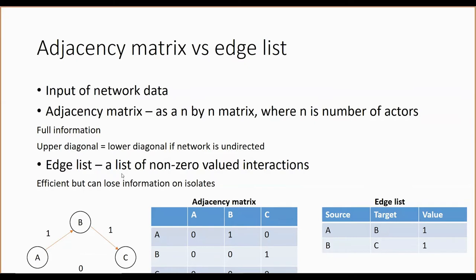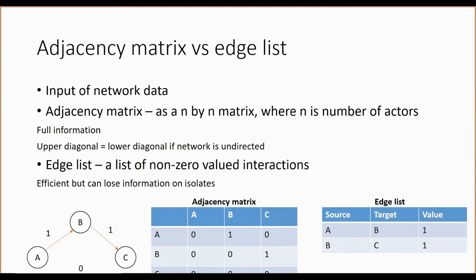An edge list is just a list of non-zero valued interactions. So again, in this example, we only have two existing ties, so we only have two rows in the edge list. And then in the columns, you have the source, the target, and the value of that tie. So this saves a lot of space because it gets rid of all the zeros.